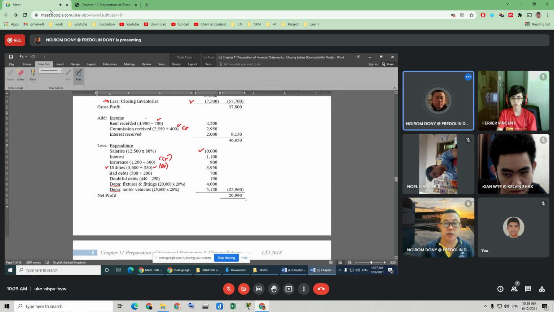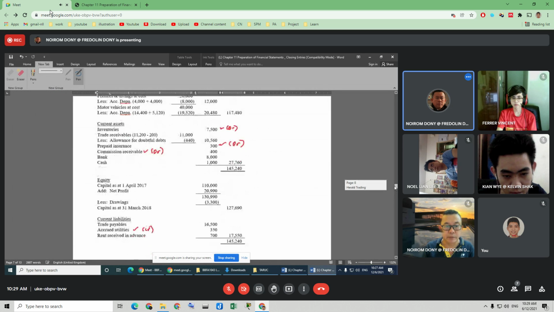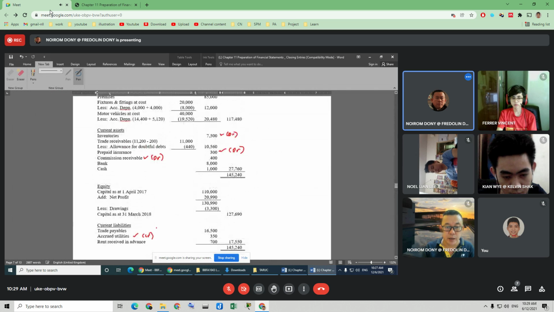So divide by 14 is 350 per month. So in advance is 2 months, 14 minus 12. So 2 months times 350 is 700. That's why when we minus 700, this is actually a debit entry. Where is the credit entry? The credit entry is when we provide in the SOFP as current liability. We have here rent received in advance. So this is the credit entry, 700.